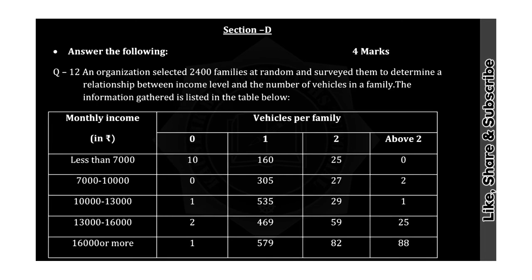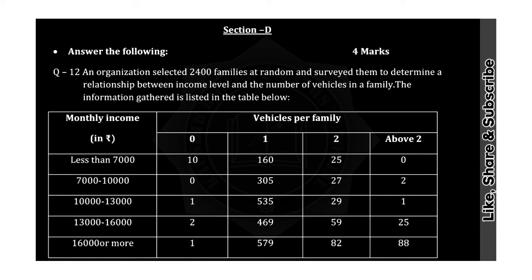Now we start with the final section, section D. And here we have to answer the following, and each question has 4 marks. That means only one question will be there in section D. So question 12: an organization selected 2,400 families at random and surveyed them to determine a relationship between income level and the number of vehicles in a family. Now the information gathered is listed in the table below.